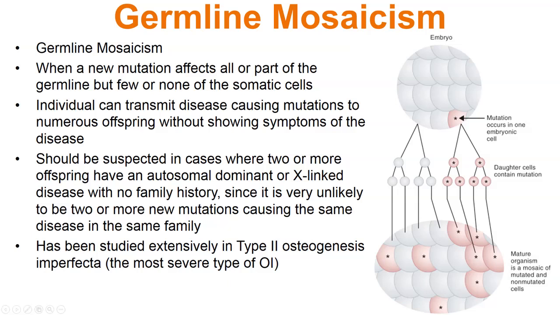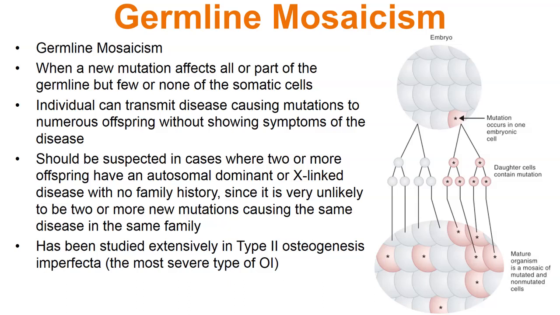So where you can sometimes see this is with some autosomal dominant diseases where you have asymptomatic parents, but you have multiple affected children. That doesn't make sense with autosomal dominant, right? If they had one child, you could say, well, that's a new mutation. That can happen. If you have two, that doesn't make sense. You're not going to have two children in the same family have the same extremely rare event happen. Okay? So, and one place where that's been studied is type 2 osteogenesis imperfecta. This is the very severe version of osteogenesis imperfecta.